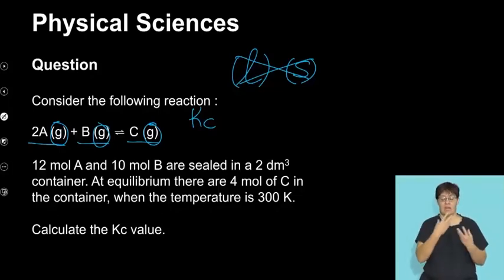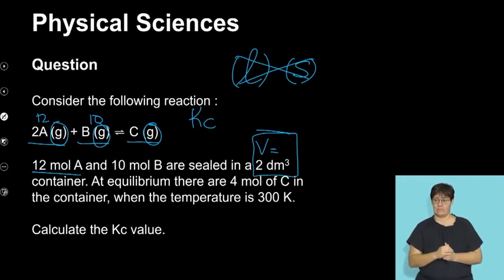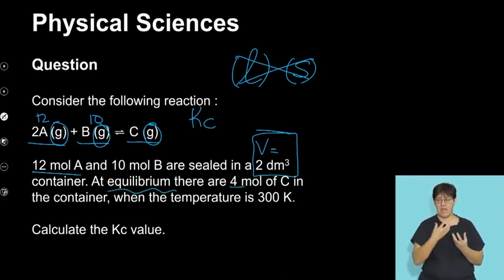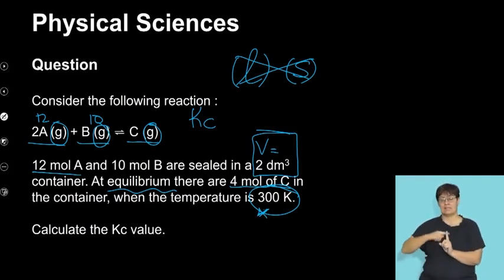They say to us further that we have 12 mole of A and 10 mole of B in a sealed container, and they give us the volume of this container. At equilibrium, there are 4 moles of C in our container, and the temperature that this happens at is 300 Kelvin. Why do they talk about the temperature there? Remember, Kc is only affected by temperature, so they need to tell us at what temperature this specific experiment is done. So the question there is, calculate Kc.